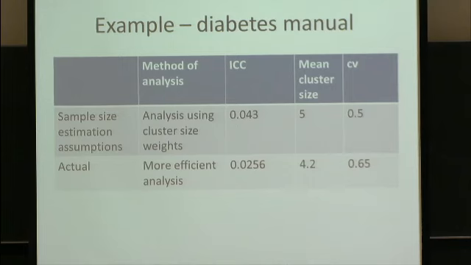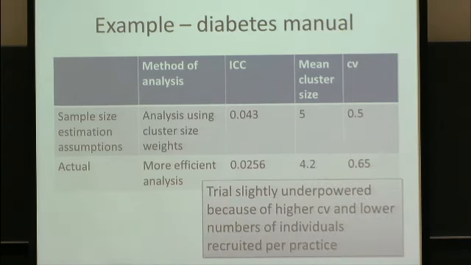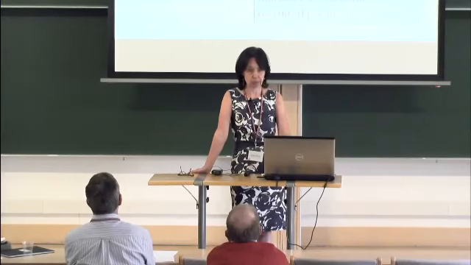In fact, when you put all these things together, the trial was slightly underpowered because of the slightly higher coefficient of variation, and we didn't recruit as many individuals per practice as we expected. But it had a power, I think, of something like 78% instead of 80%.